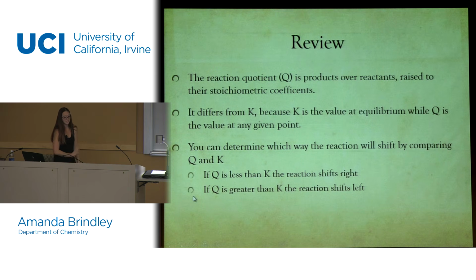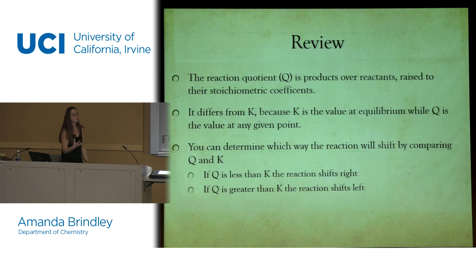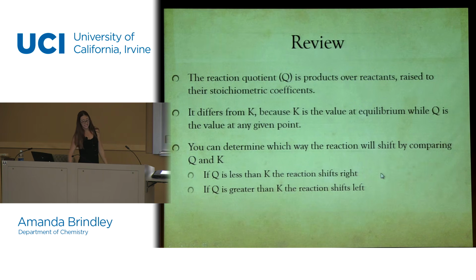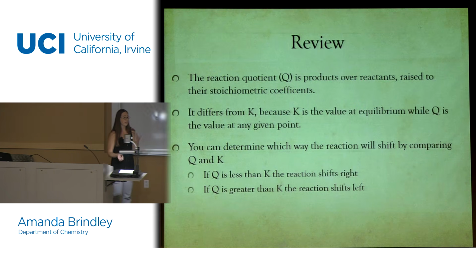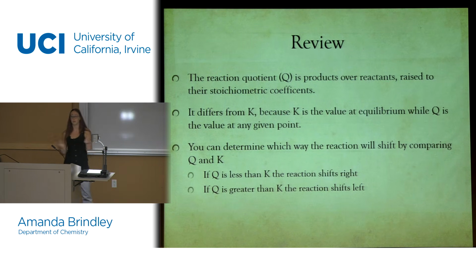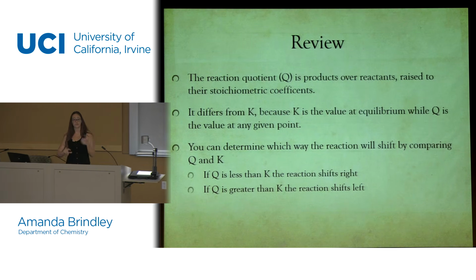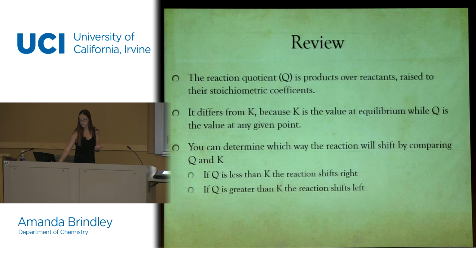So let's repeat that. You can tell which way your reaction is going to shift based on your Q. If your Q is less than K, it's going to shift to the right so that it can make more products. But if your Q is greater than K, it's going to shift to the left so you make less products. If you're great at memorizing things, you can just memorize those rules and use them. If you're not great at memorizing them, just think of it in terms of whether the products are going up and down, and you can use that to help you out.